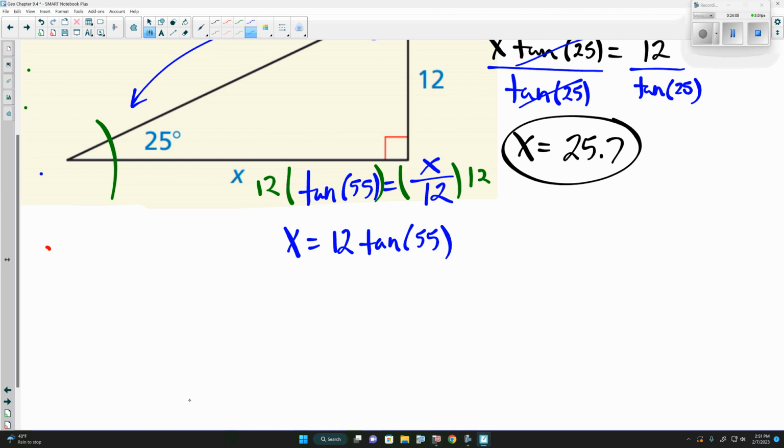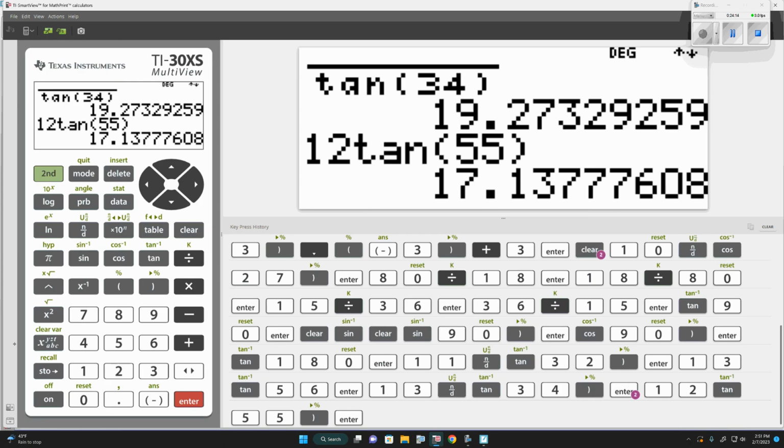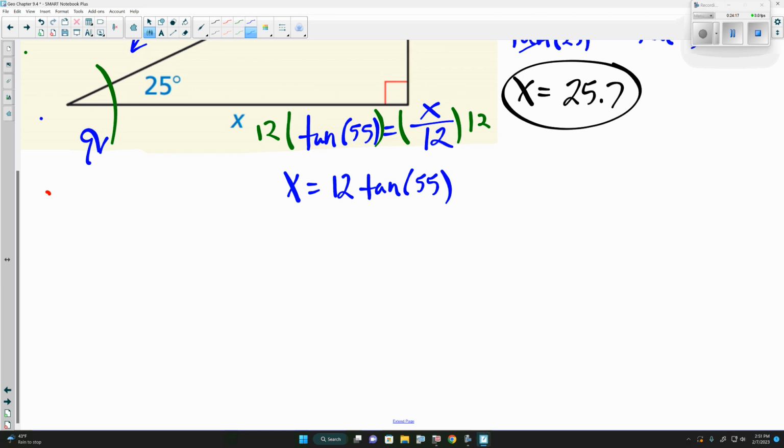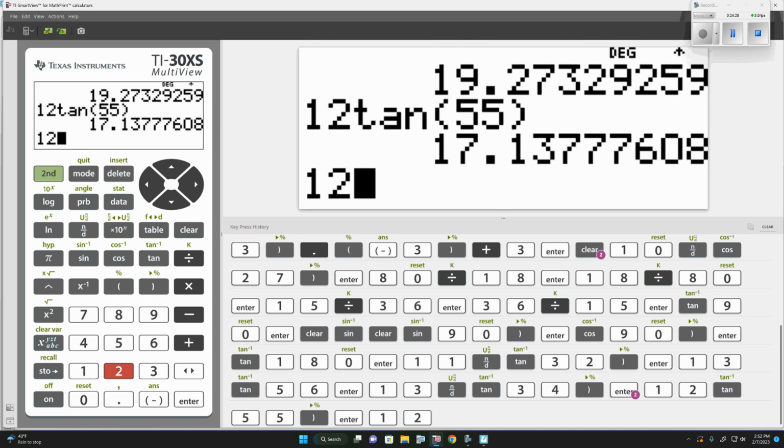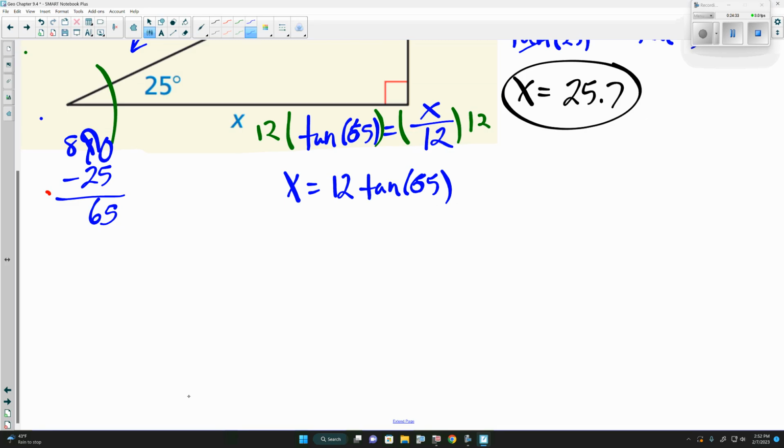Make sure I did that right. 12 tangent of... Oh, that's why. 65. That's what I get for rushing. 12 tangent of 65. 25.73 or 25.7. Exact same thing. Either way, it still works.